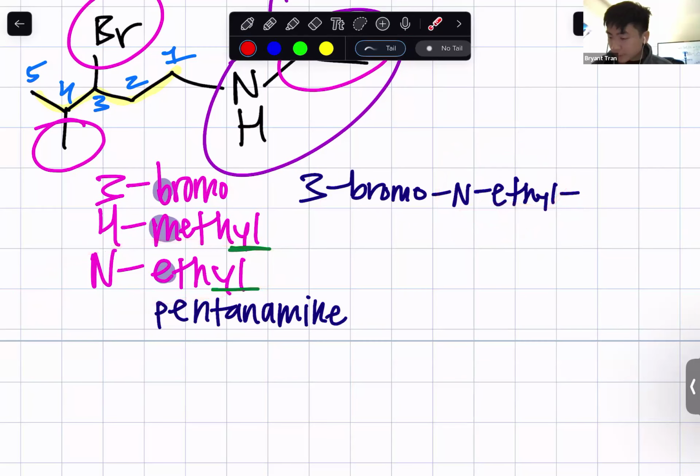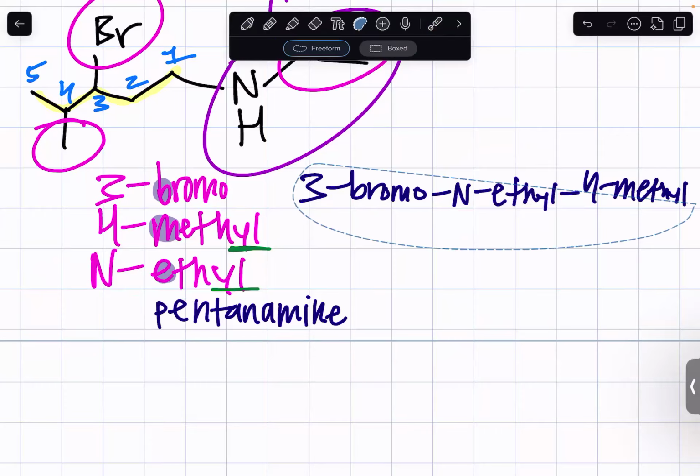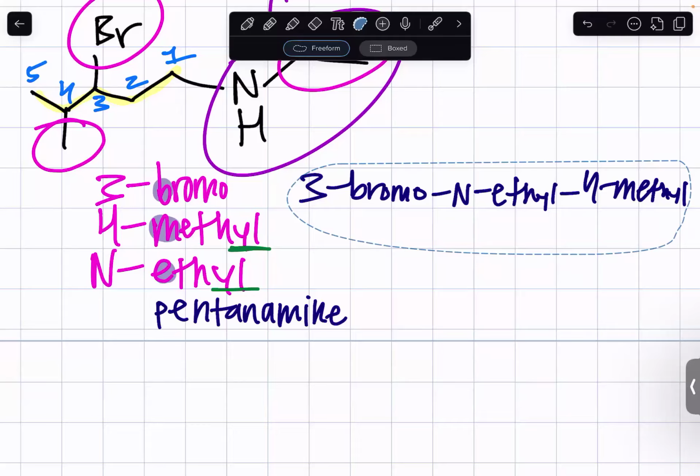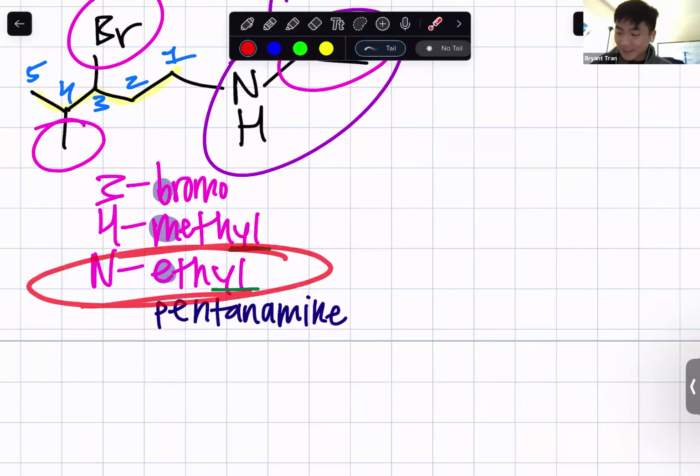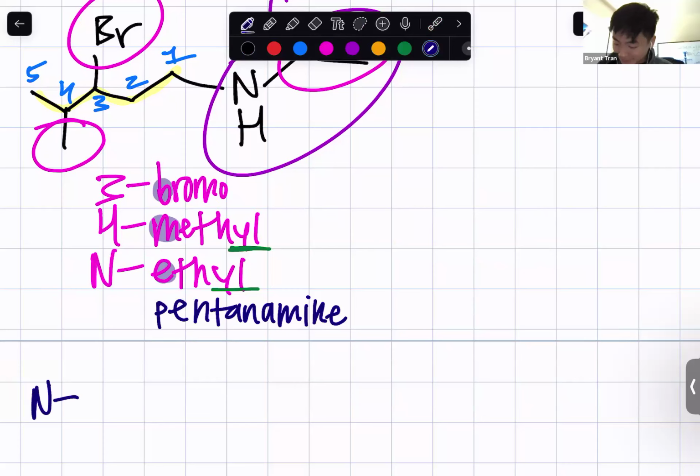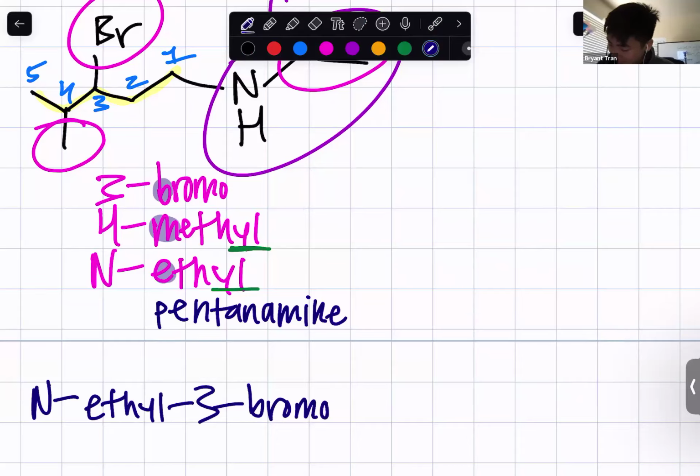And then we have 4-methyl, I think, pentanamine. Then at the beginning of the nomenclature, at the beginning of the name, yeah, the N will always come first right here. Yeah, I think that's right. Like this: N-ethyl. Yeah, that looks right. Okay, and then 3-bromo, and then 4-methyl.